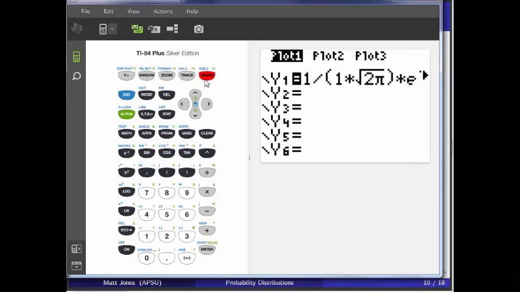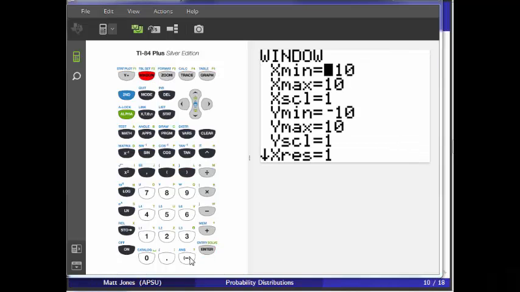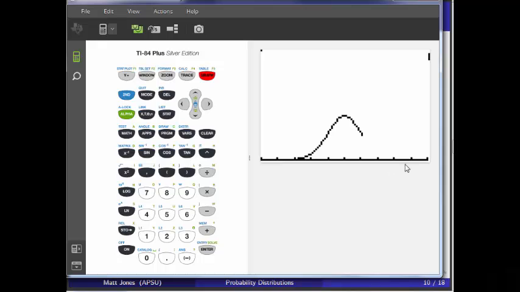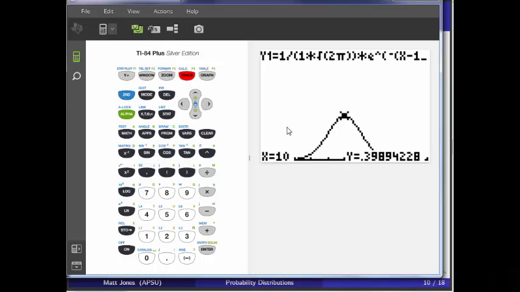Now if I hit graph, I'll press the window key and change my window. I'll go from, say, 5 up to 15, and my y values will go from 0 up to, say, 1. Then press the graph key, and there you go. There's a bell-shaped curve. This value is 10. If I press the trace key, it gives me the coordinates there at 10. This little guy up here is marking the top of that curve. It occurs where x equals 10 and y equals 0.3989.